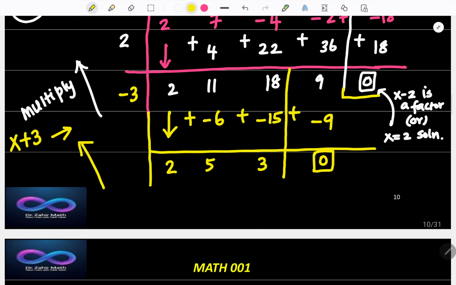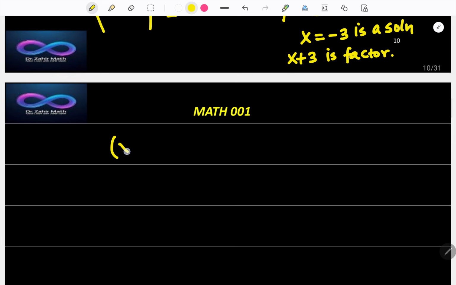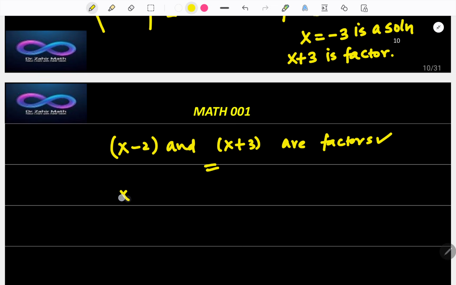Keep it in your mind. So what is your conclusion? x equals minus 3 is a solution. Also I can say x plus 3 is a factor. Clear everybody? So from this, what is your final solution? x minus 2 and x plus 3 are factors. Keep in your mind, this is also the same as x is equal to 2 and x is equal to minus 3 are solutions.